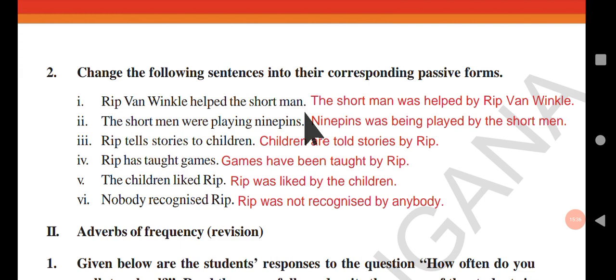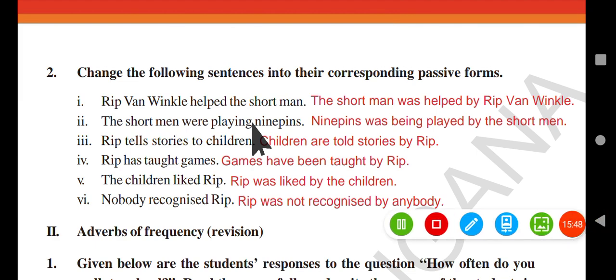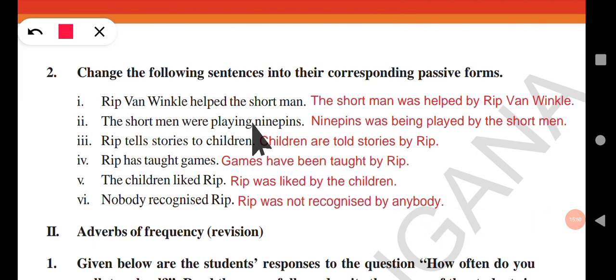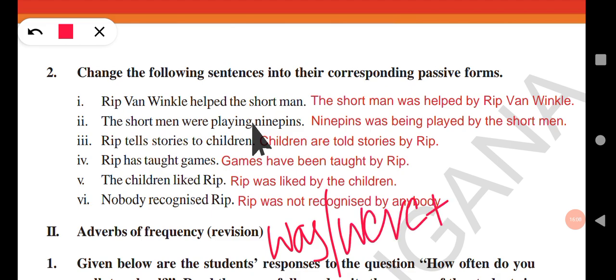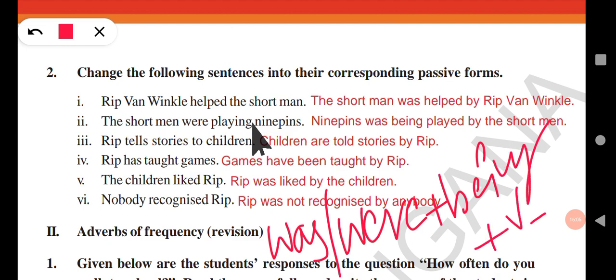Okay, next one. The short men were playing 9 pins. See, were plus V4 here. Were playing means this is in the past continuous. When you have were playing kind of past continuous sentences, if you change those sentences into passive voice, you will get the structure of was or were plus being plus V3. Okay, was or were plus being plus V3.